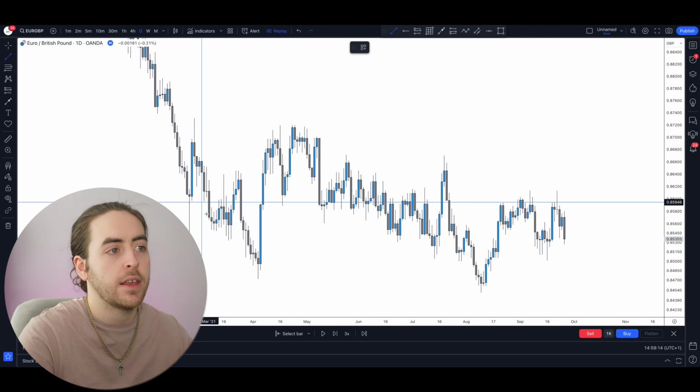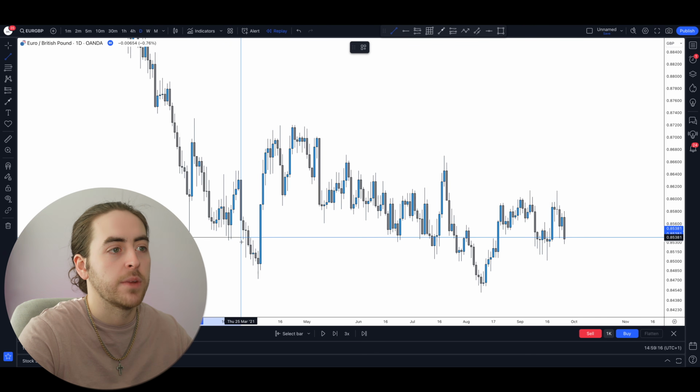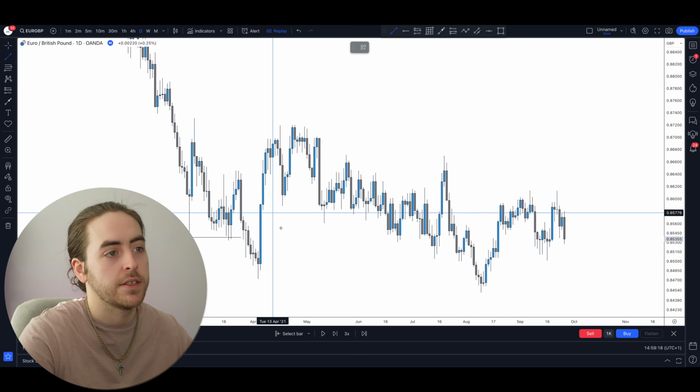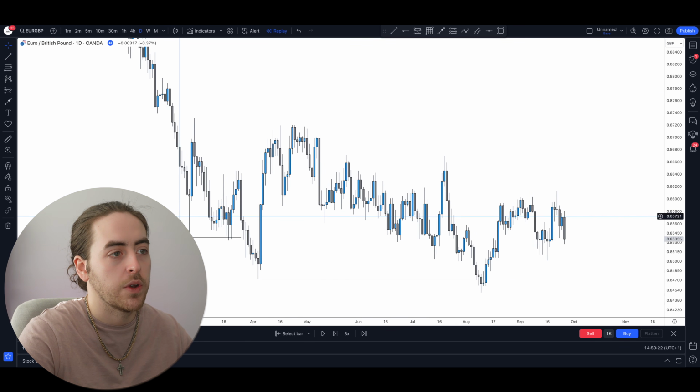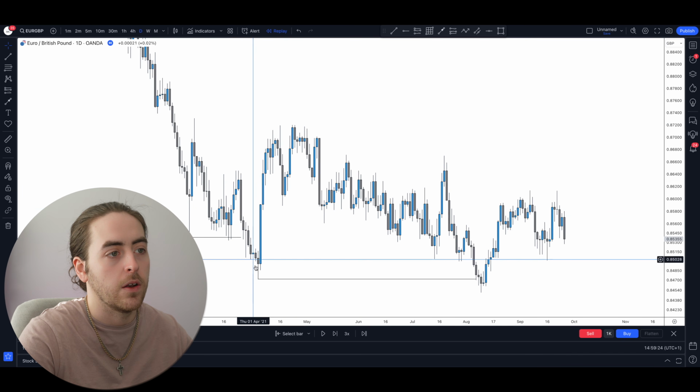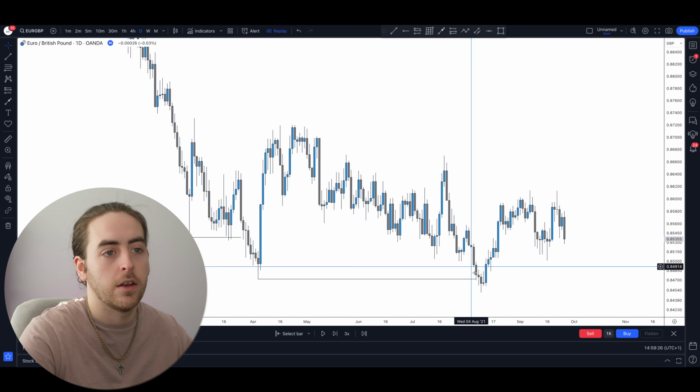So here's an example of a simple supply zone selling setup. Here we have a market that is downtrending, as indicated by the continuous formation of lower lows and lower highs. So if we look at the larger trend, we have the move here, come down, lower low, lower high, lower low, lower high, lower low.